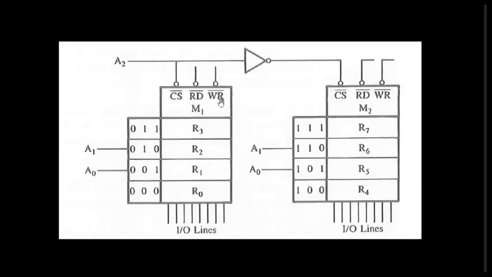Now next we have two memory chips to select. Each memory chip has 4 registers, each register is of 8 bits. Here on the left side we have a memory chip which has 4 registers, R0, R1, R2, R3, and on the right side we have R4, R5, R6, R7. So in all there are 8 registers, but they are in 2 different memory chips.